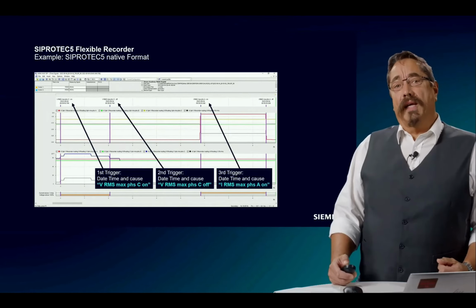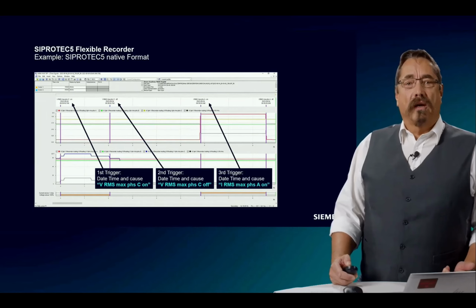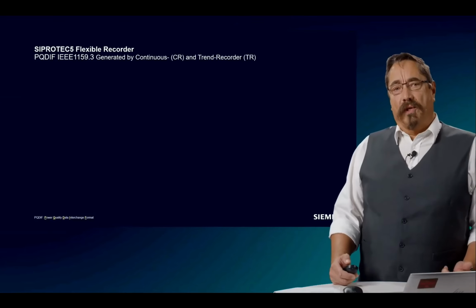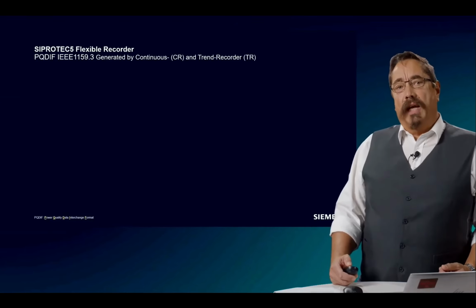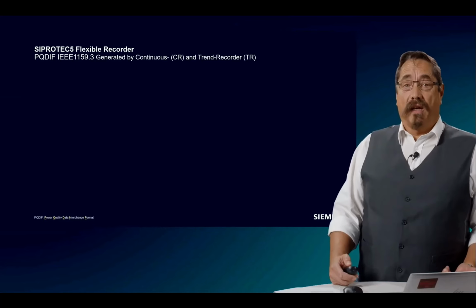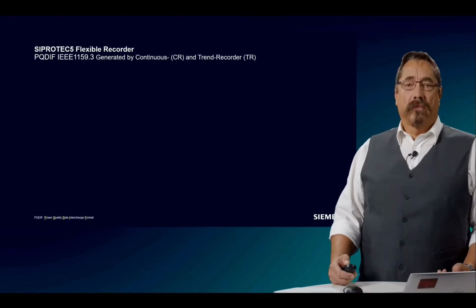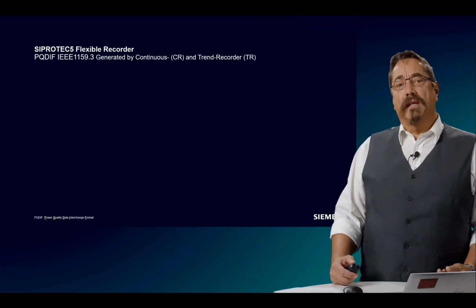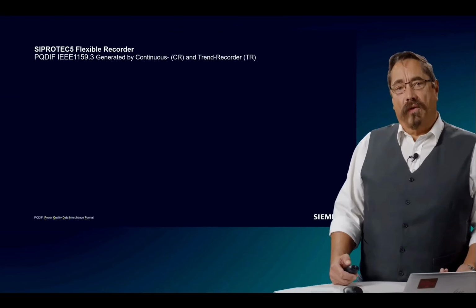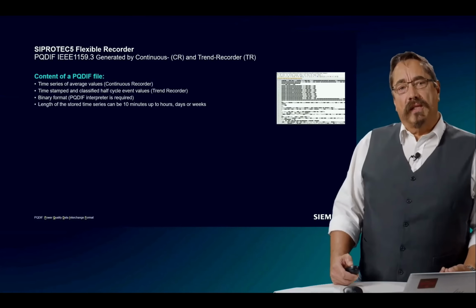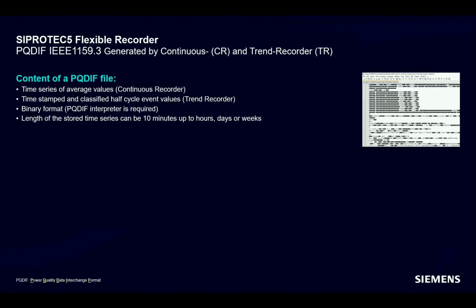I will continue now with the next new data format in the protection world, the BQDIF format. The BQDIF standard comes from the IEEE 1159 and was developed to define a standardized exchange format for long-term time series of average values. Since SIPROTEC 5 version 9.20, the continuous and the trend recorder functionalities inside the protection devices store their measurements in BQDIF file format. The time series of various average values of characteristics are stored in pairs of value and timestamp.